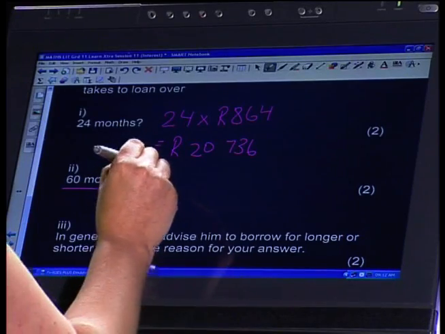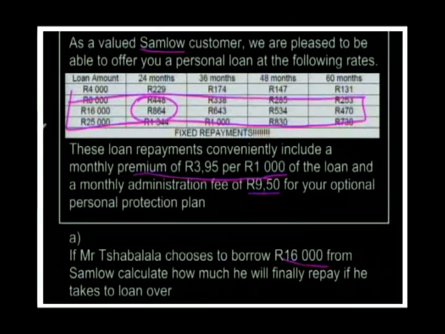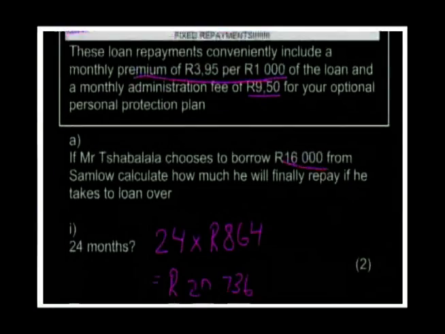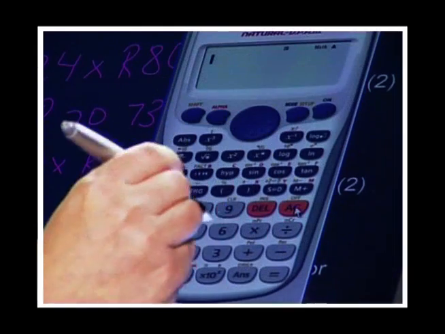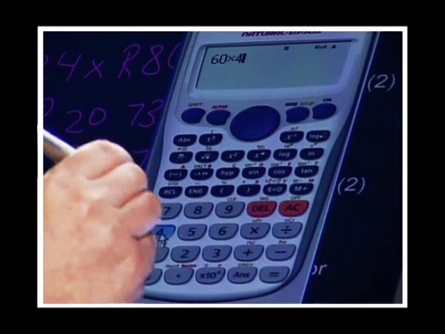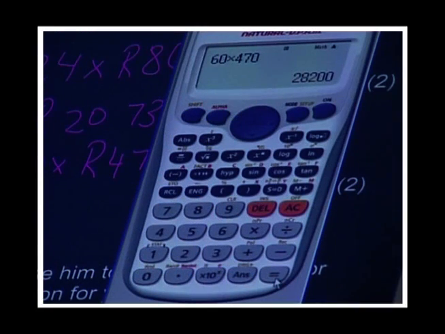Let's see how much he has to pay if he's got 60 months. So we're going to take our 60, but we're no longer timesing by 864. We're going to our list and seeing where 60 months is. He's actually only paying 470 Rand. So we're going to times that by 470 Rand, and let's get an answer for that in your calculator. So we've got our 60 months times 470 Rand, and he pays back 28,200.